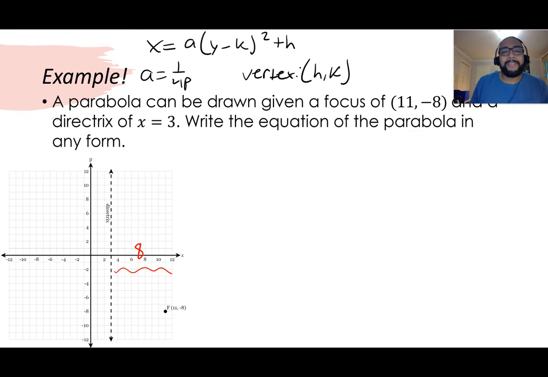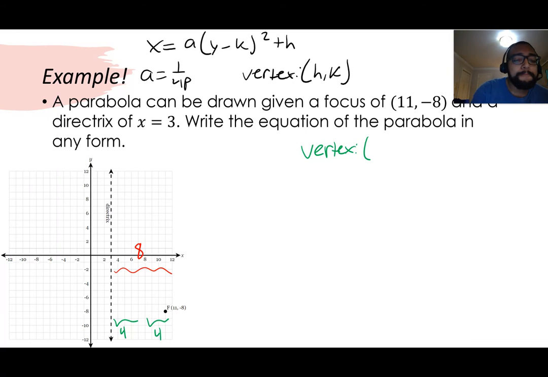Therefore, if our vertex is in between them, it must be 4 away from the directrix and 4 away from the focus. Again, I didn't plan that. Or I can say I did plan it to make me seem more intelligent. Okay, our vertex. Last time it had the same x value as our focus. And that was only because it was a vertical parabola. In this case, it's going to have the same y value as our focus.